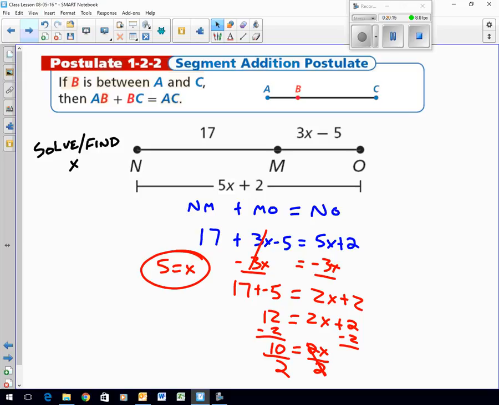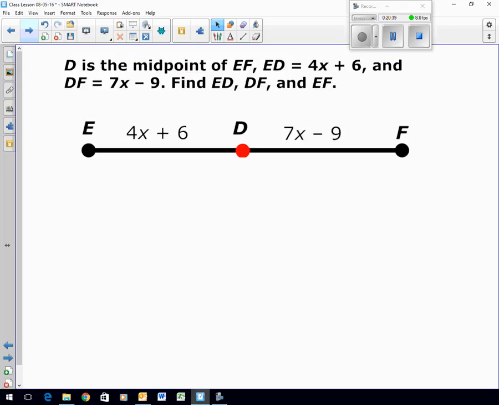Sometimes your problems are going to say, hey, solve and find the distance, find the measurement of M to O. In that case, I got to take 5, plug it in right there. 3 times 5 is 15. 15 minus 5 is 10. I'm good. Okay. First step is going to be solving for the variable. Right. I'll come back to it if you need it.